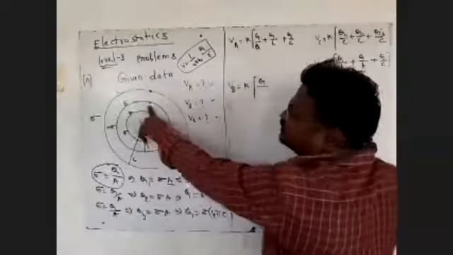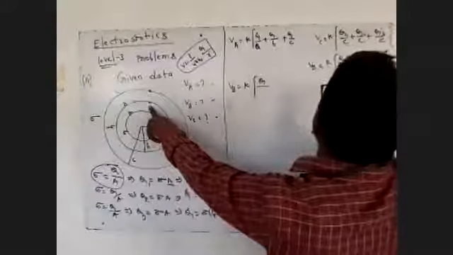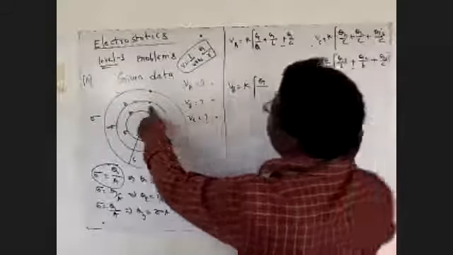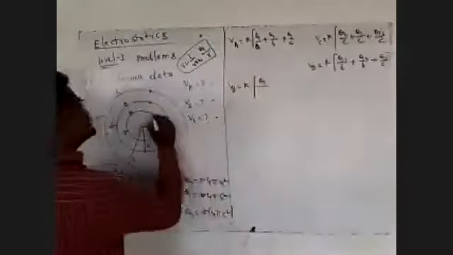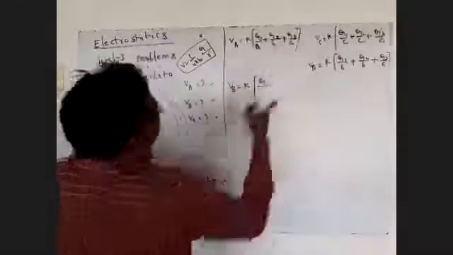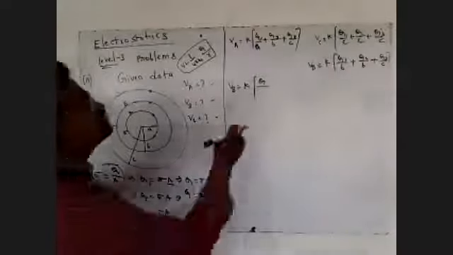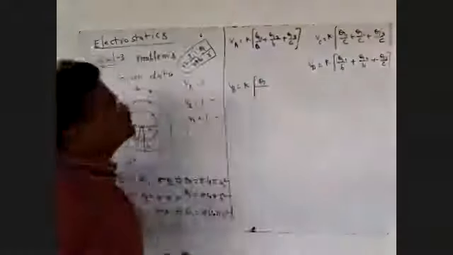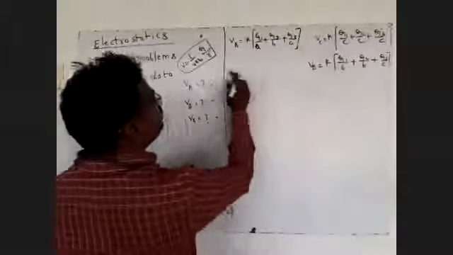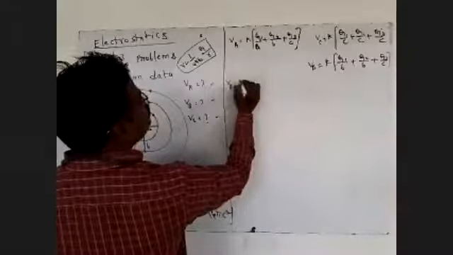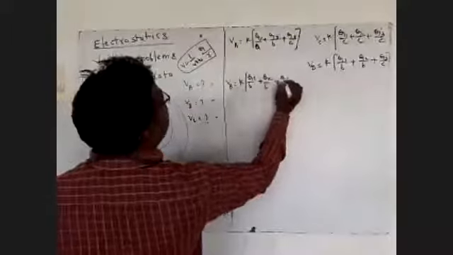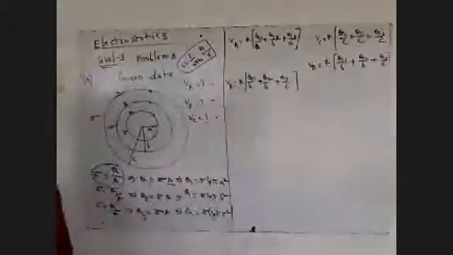We have to find the electric potential at the B point: Q1 by B, Q2 by B plus Q3 by C. Next, the electric potential at the A point is Q1 by A, Q2 by B, Q3 by C. This is the formula. Based on this, we are going to solve for the VB value first. VB is equal to K times Q1 by B plus Q2 by B plus Q3 by C.